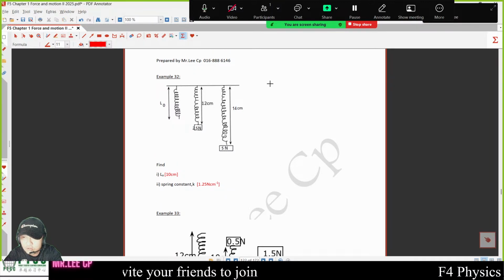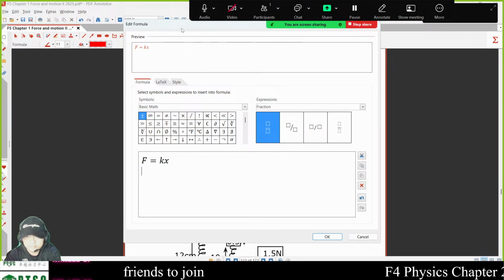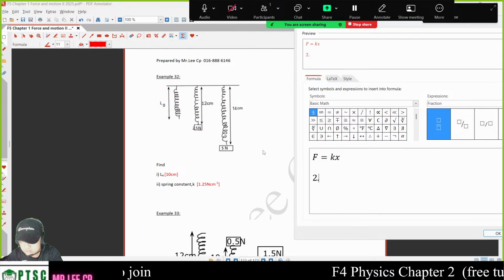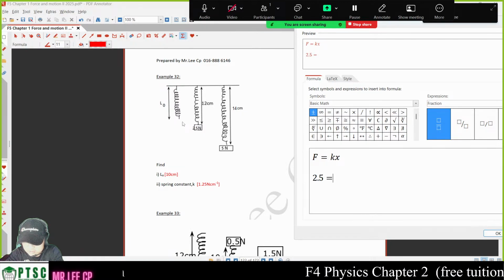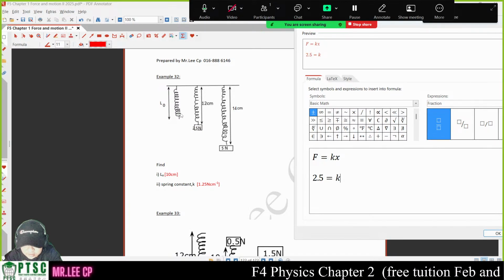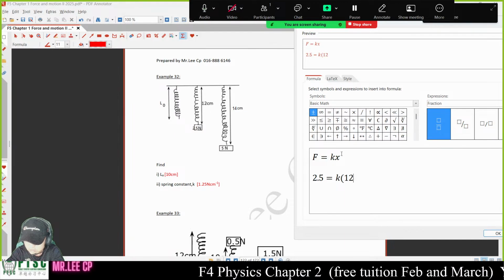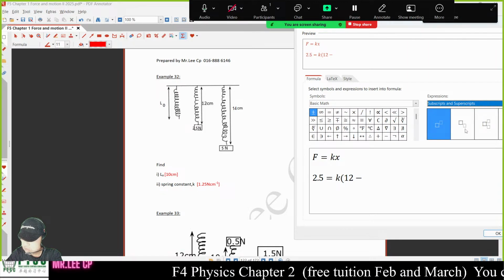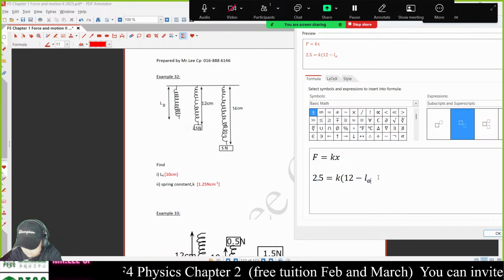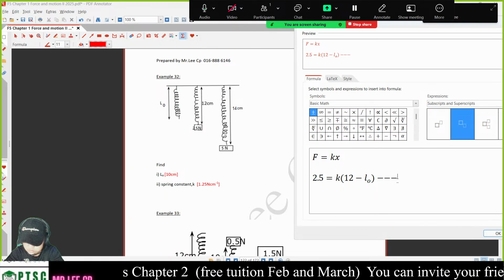So, we need the first formula. F is equal to KX. F, 2.5 Newton, is equal to K, which I don't have, times X, the extension of the string. The original length is L0, and then it becomes 12. So it is 12 minus L0. How many unknowns do we have? We have K and L0, so we cannot solve yet. So leave it as equation 1.